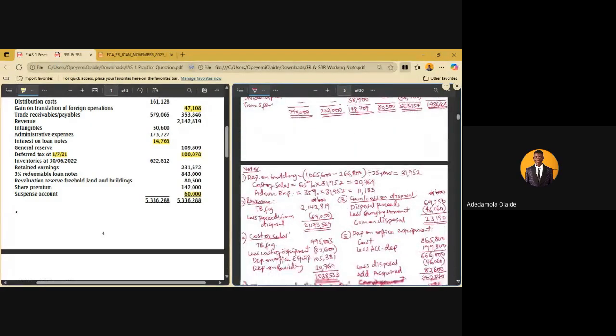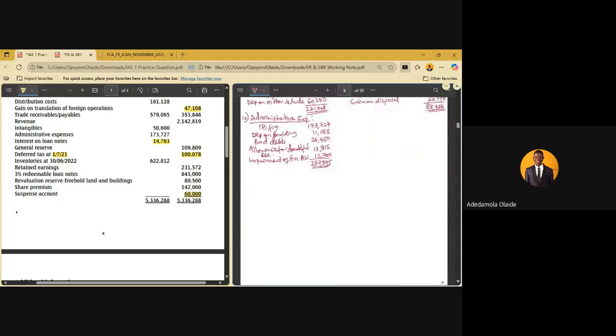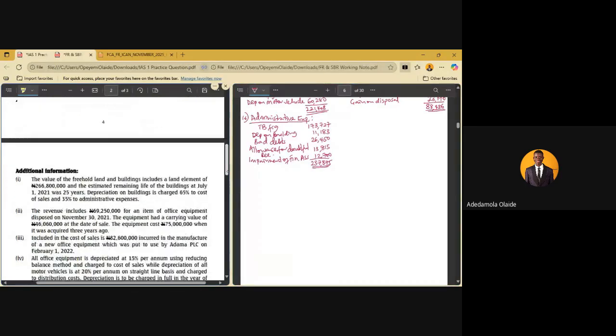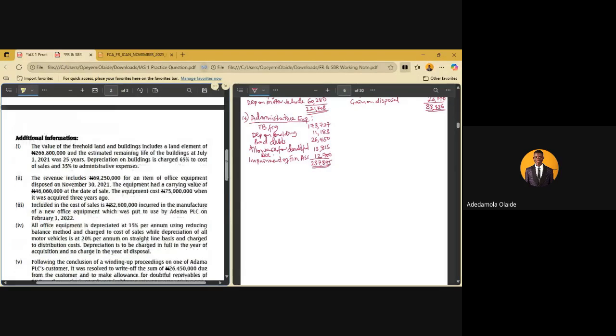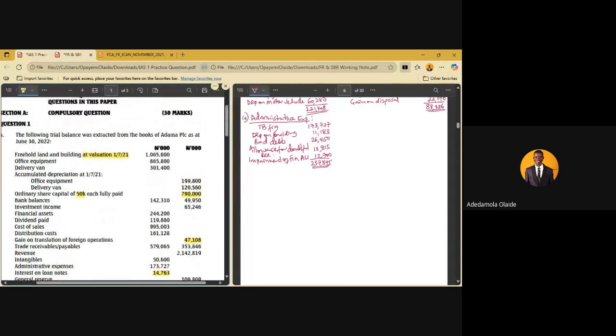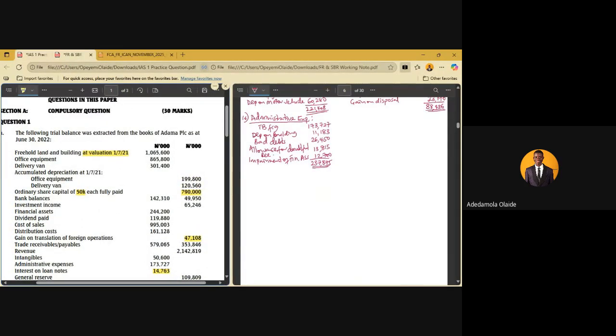We can now proceed to do the next thing. We are supposed to go straight to statement of financial position. But before we can do statement of financial position, because we have multiple assets, it is better to do a statement of movement in non-current assets.